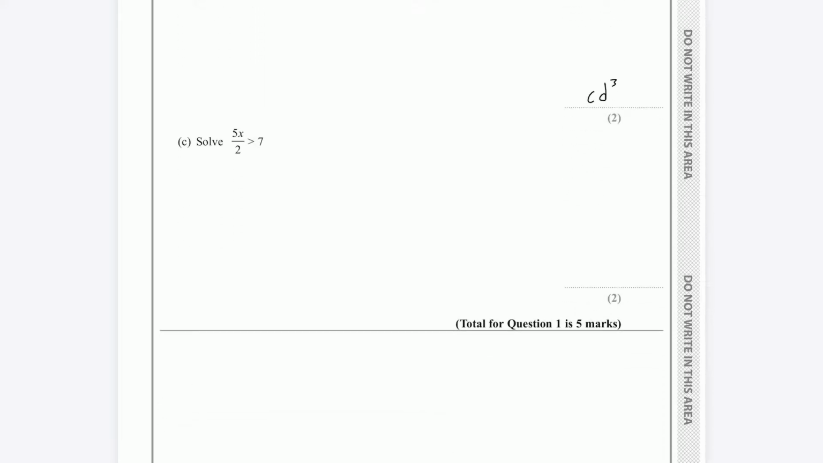The following one is an inequality, so we have 5x over 2 is greater than 7. We can times each side by 2 to get rid of the denominator here, so that's 5x is greater than 14, and we are left with x is greater than 14 over 5. You can also write that as a decimal, which is 2.8.